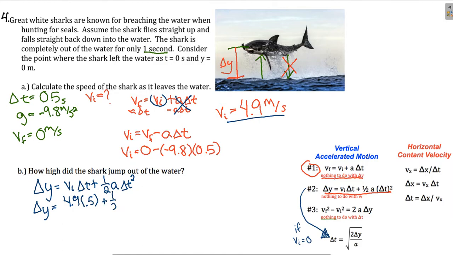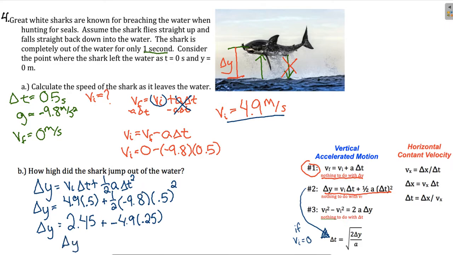Plus 1/2 our acceleration, which is negative 9.8, multiplied by the time, still that 0.5, but we have to square that. So doing a little bit of math here, 4.9 times 0.5 would give us 2.45, plus 1/2 times negative 9.8 gives us a negative 4.9, multiplied by 0.5 squared, so 0.5 times 0.5 will give you 0.25.